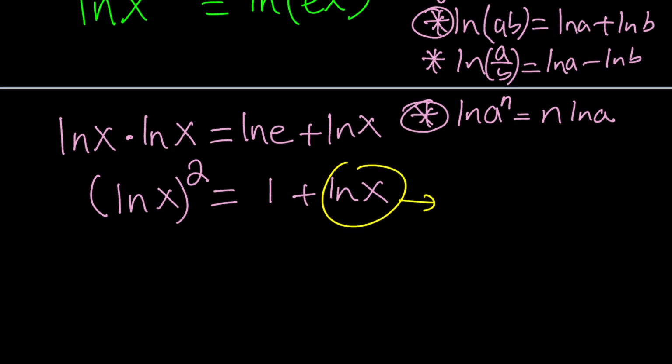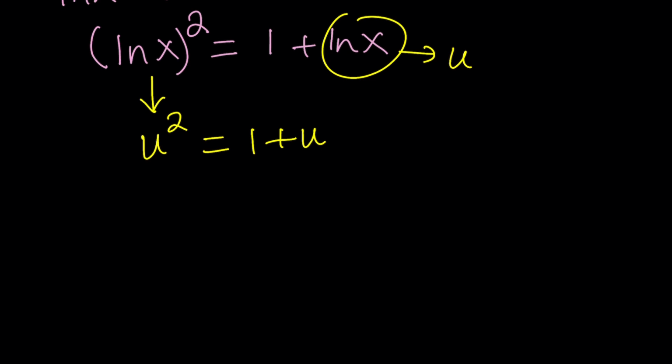So let's go ahead and call this something. How about u? Okay. If ln x is equal to u, then we get u squared equals 1 plus u. Obviously, this is quadratic. Let's put everything on the same side and then solve the resulting quadratic equation. Do you smell the golden ratio, or at least some flavor of the golden ratio?